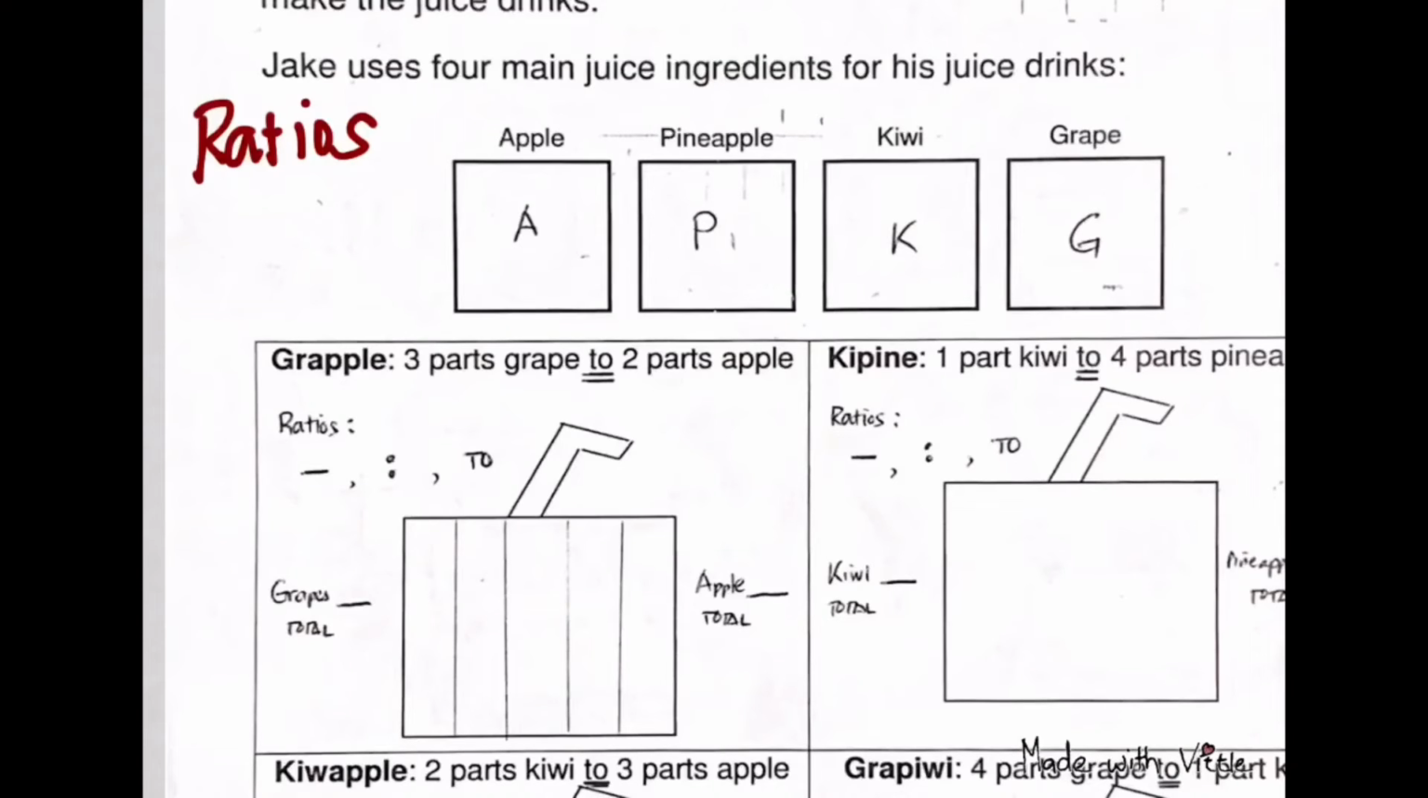So what we're going to do with the first recipe is write it in ratio. And ratios can be written as a fraction, or with the 2 dots, or with the word "to." So let's go ahead and try the first one.